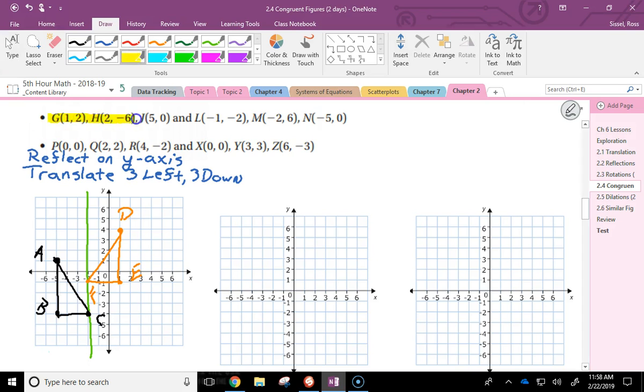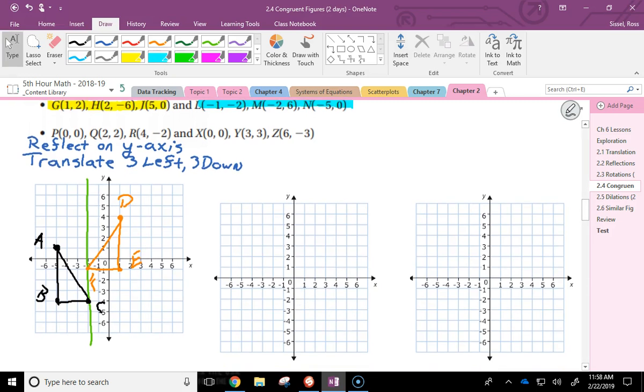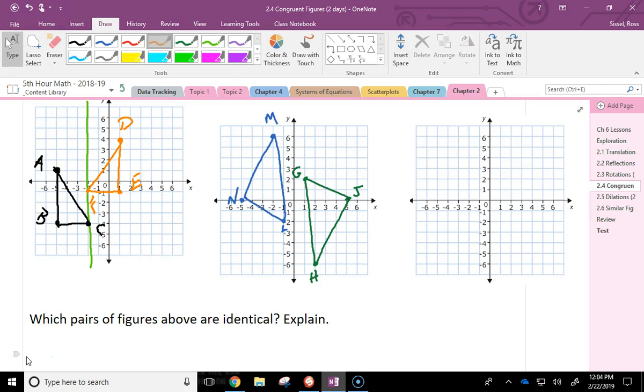You need to graph these 3 points, label them, graph these 3 points, and then I need you to prove to me through transformations that the 2 shapes are congruent. Okay? I'm going to pause our video in just a second, but I want you to work. Alright, here's our answer.